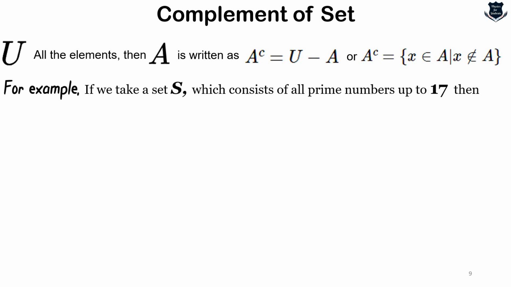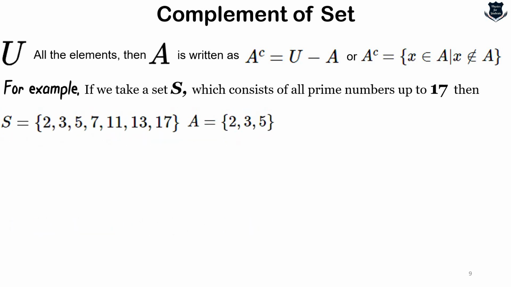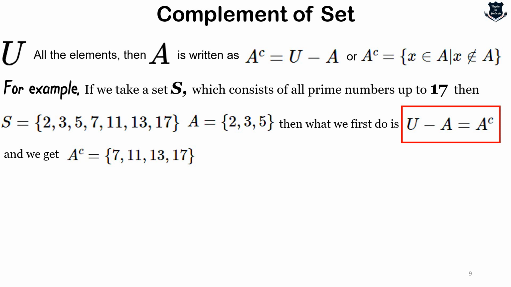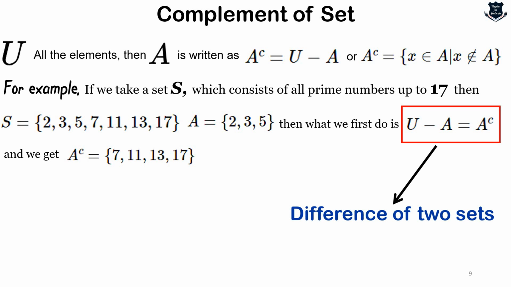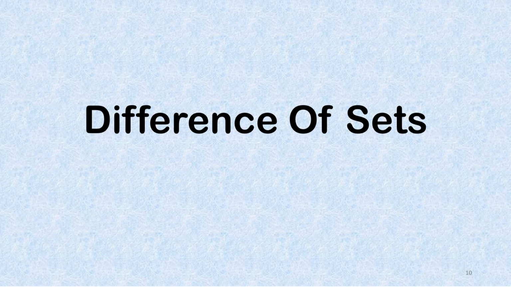We can take up an example. For example, if we take a set S, which consists of all the prime numbers up to 17, then S would be 2, 3, 5, 7, 11, and so on, and A would be 2, 3, 5, and so on. So we do a difference, U minus A equals the complement of A, and we get this. So this completes our definition and understanding of what is a complement of a set. And this, as I have noted in the red box, is the difference of two sets. And now we are going to learn how we can calculate the difference of sets.